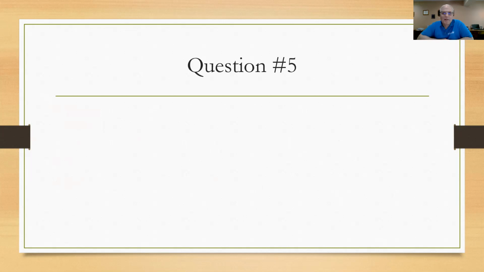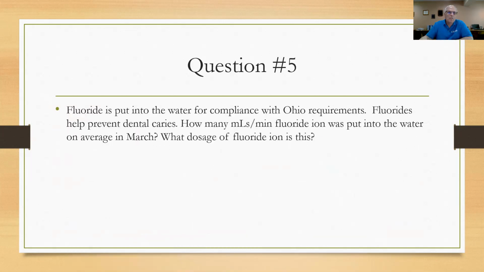Let's move on to question 5. Question 5 is similar. It's going to use the fluoride instead of the phosphate. Fluoride is another treatment chemical, I should say. It comes from a molecule, part of which is fluoride, and part of which is acid. So we've got to figure those 2 percentages just like we did with the phosphoric acid.